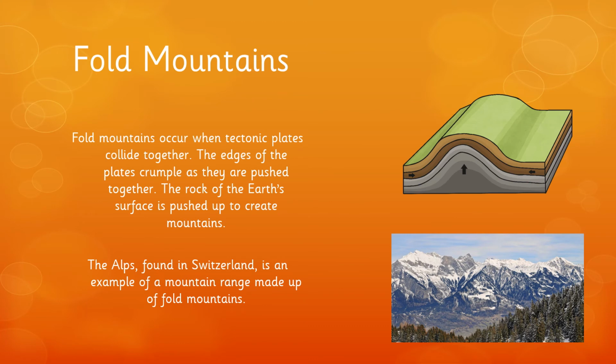Fold mountains occur when tectonic plates collide together. The edges of the plates crumple as they are pushed together. The rock of the Earth's surface is pushed up to create mountains. The Alps, found in Switzerland, is an example of a mountain range made up of fold mountains. Fold mountains are also the most common type of mountain found on Earth.